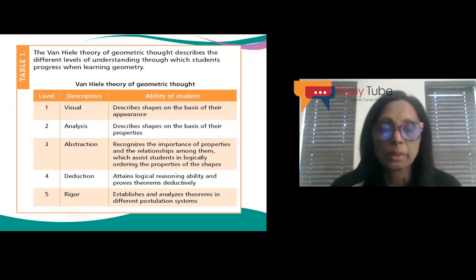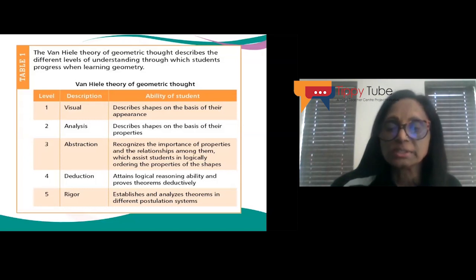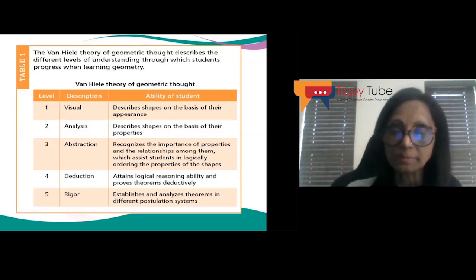Fourth is deduction. The learner attains logical reasoning ability and proves theorems deductively. And the fifth is rigor. The learner establishes and analyzes theorems in different postulation systems. So in the foundation phase, the learner will progress up to level 3. Level 1, level 2, and level 3, which is visual, analysis, and abstraction.